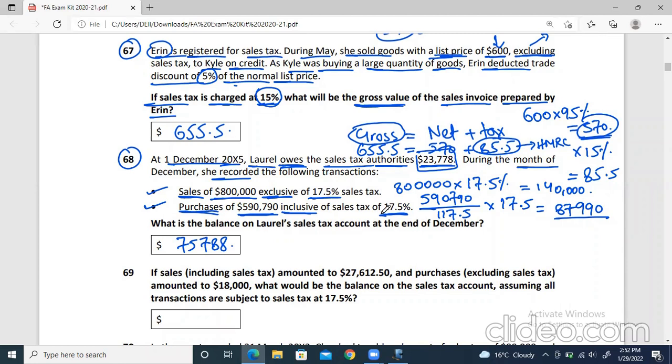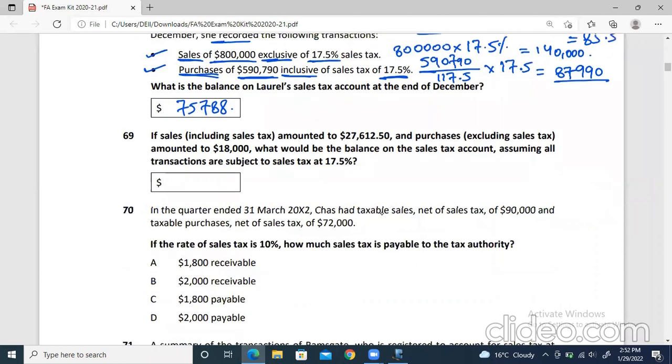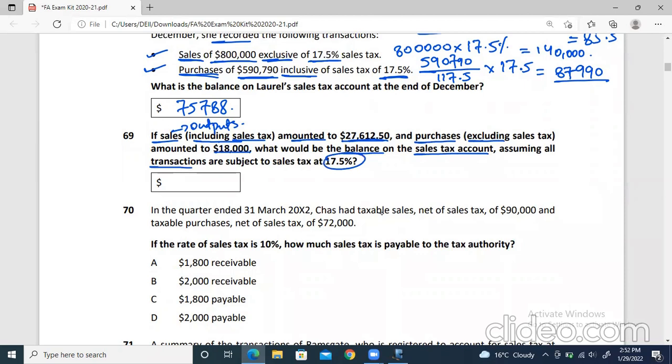Now let's see question 69. If sales including sales tax, so it's talking about sales, which means the outputs, and outputs are an inclusive amount because they include the sales tax, amounted to 2761215, and purchases exclusive amount are 18,000. What should be the balance on the sales tax account, assuming all transactions have this percentage? So again, it's a question of purchases as well as sales.